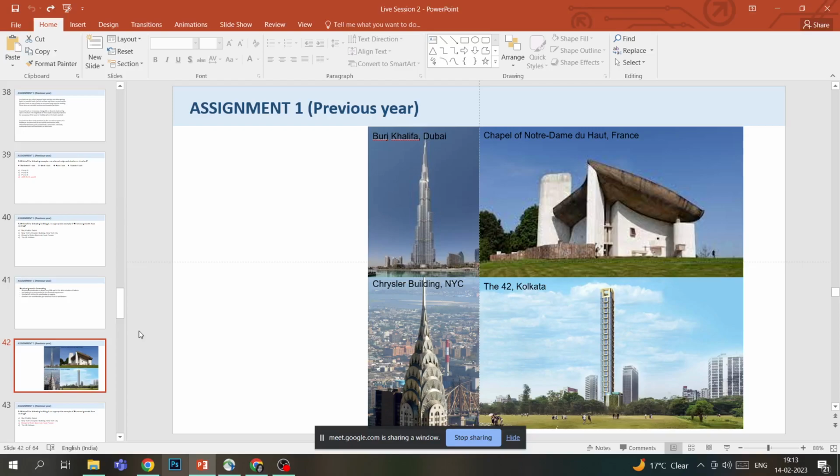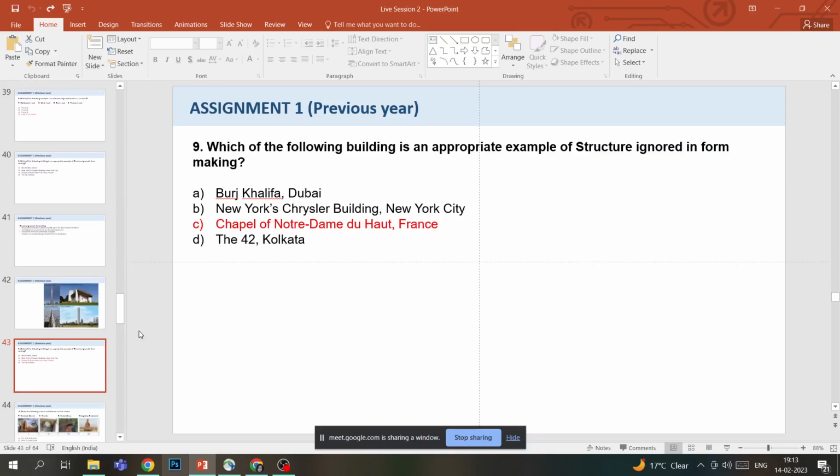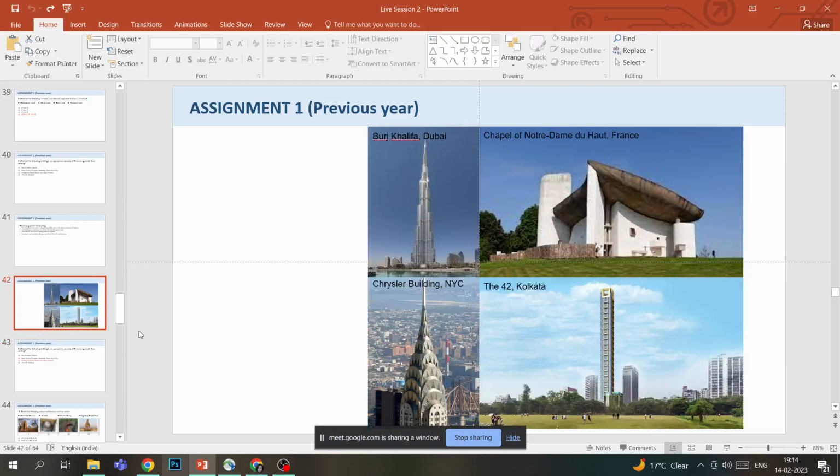So the correct answer would be Chapel of Notre Dame du Haut, France. It is also called Ronchamp Chapel. It is not the same chapel of Notre Dame that we discussed earlier. This is in Haut, France, and it is also called Ronchamp Chapel, if that helps you remember.